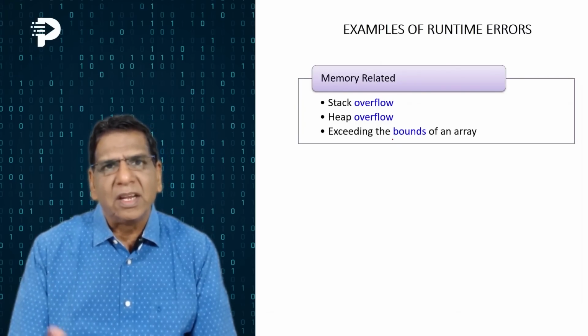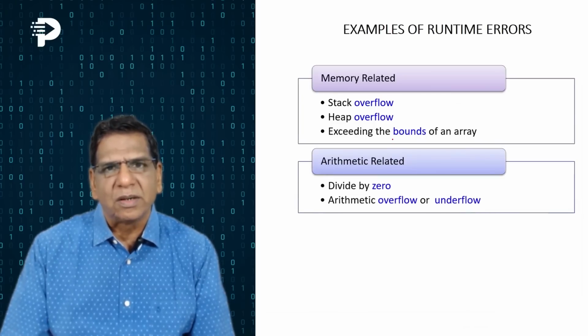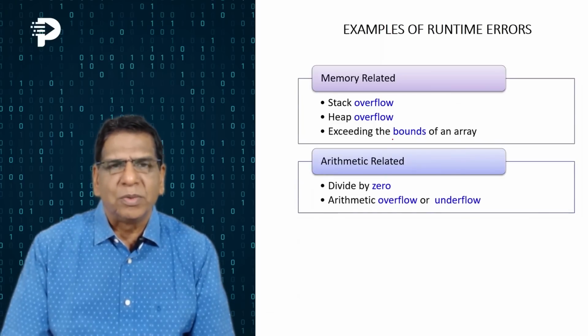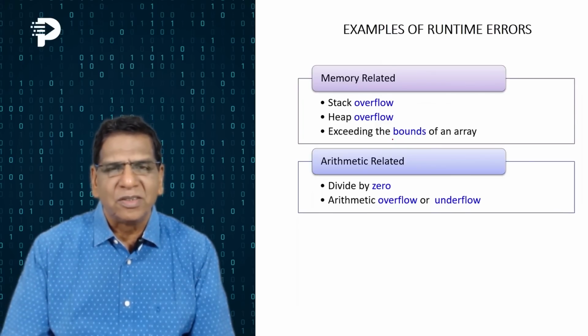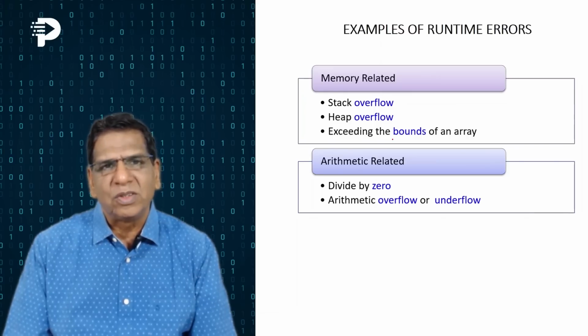Then arithmetic related exceptions may also occur. For example, you may say C equal to A divided by B, and during execution B becomes 0. Denominator, if it is 0, division by 0 we know is not defined.